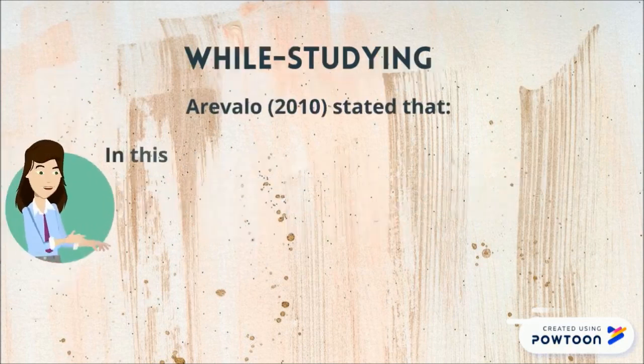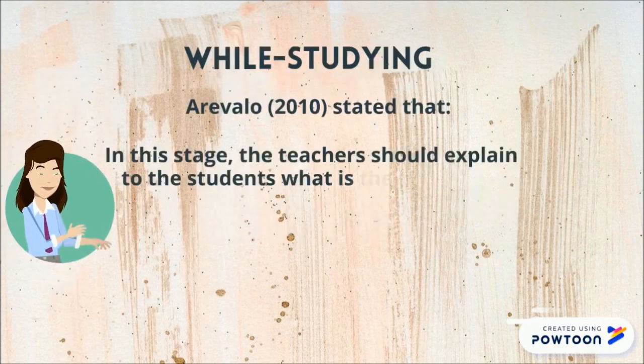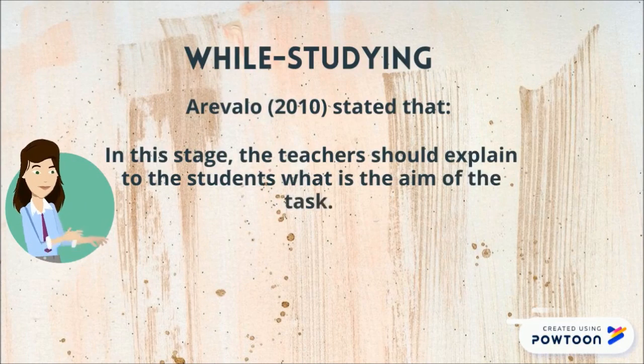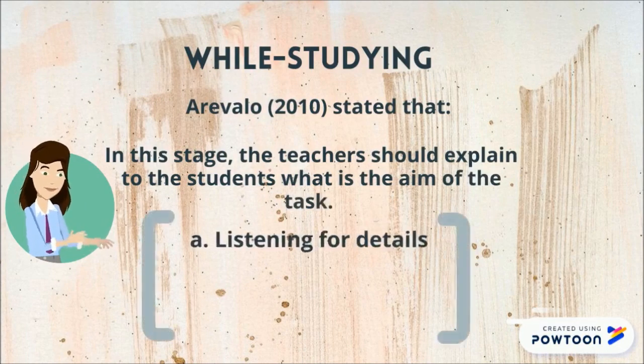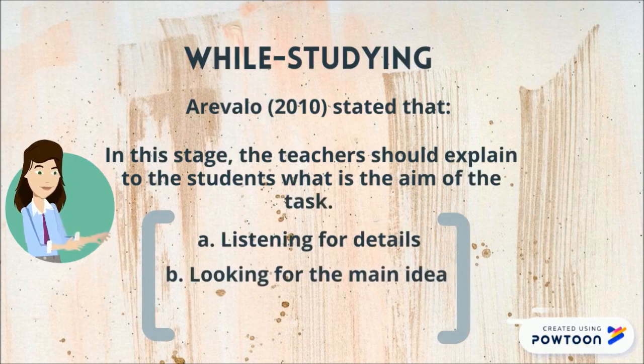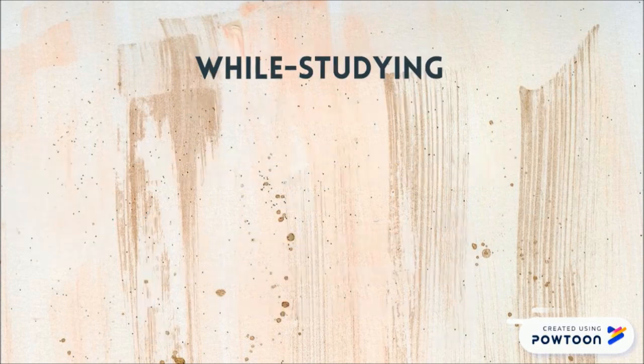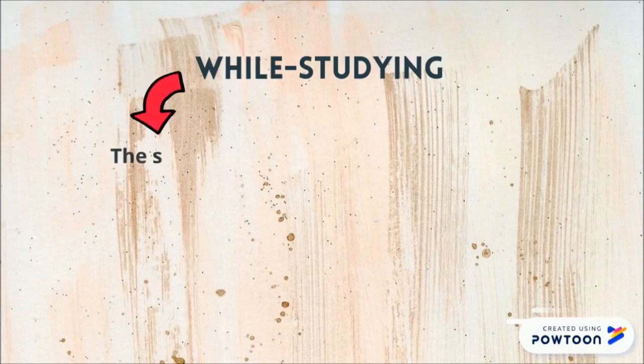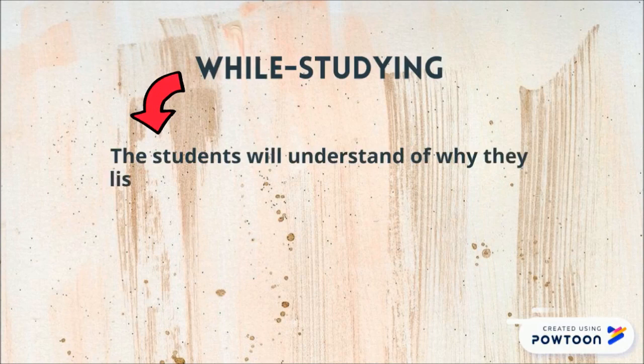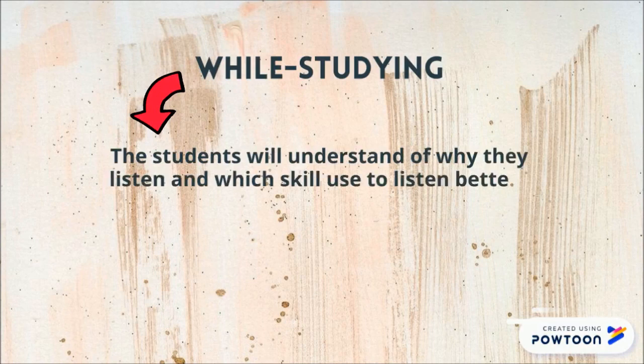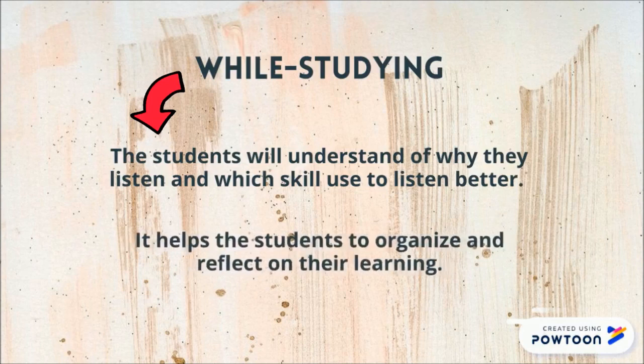In this stage, the teachers should explain to the students what is the aim of the task, such as listening for details, looking for the main idea, and making conclusions. Then, the students will understand the reason why they need to listen to the song and which skill they need to use in order for them to listen better. This will help the students to organize and reflect on their learning skills.